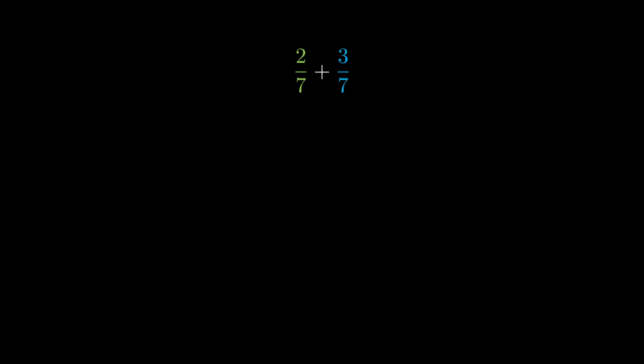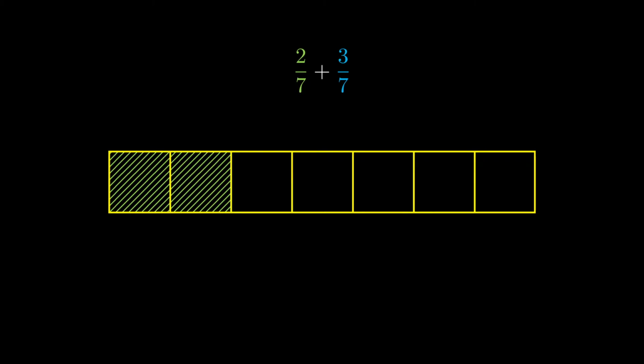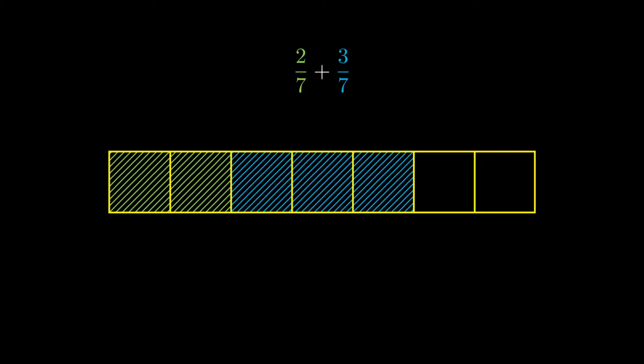The way to picture this, remember, was you have one whole block and things being over 7 means we're cutting the block into 7 bits. 2/7 would mean we take 2 of these bits. 3/7 would mean we take 3 of these bits. And all up, you have 5 of these bits, so it's 5 out of 7.